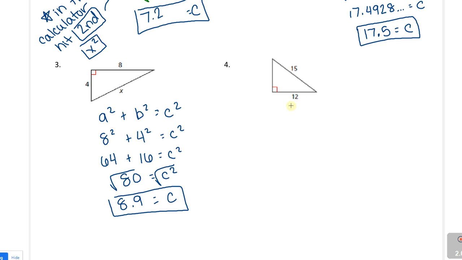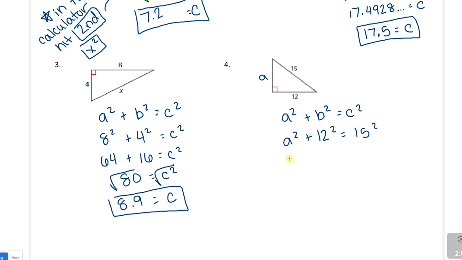Okay, let's look at this last problem. So we are given a leg, which is 12, and the hypotenuse of 15. So we need to find the missing side length here. We're just going to name that A. It could be B. It doesn't matter which one for your legs. So let's use the Pythagorean Theorem. We don't know A, but we know B is 12 and C is 15.